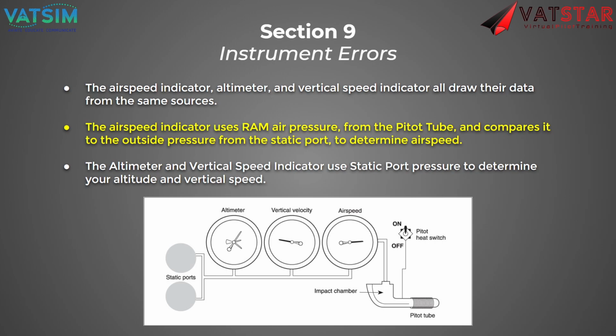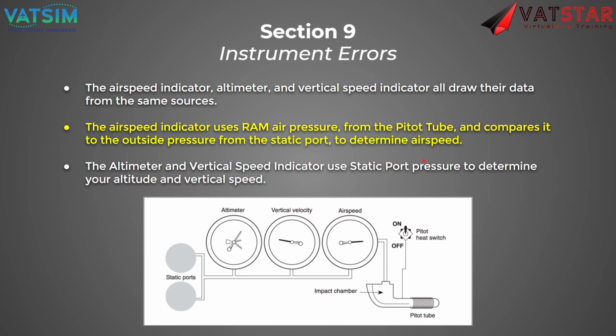Oh, we're going to go back more into instrument errors. So back to airspeed, the altimeter and vertical speed. Believe it or not, they all draw their data from the same sources. Now it's not like digital data; it's physical air. The airspeed indicator uses what's called ram air pressure, which is air being forced into the pitot tube here. We call that ram impact pressure, and it compares it to the outside air pressure from the static ports. And that's how you get your indicated airspeed.